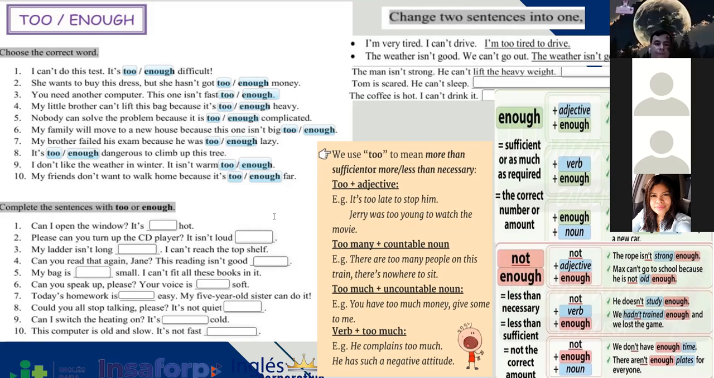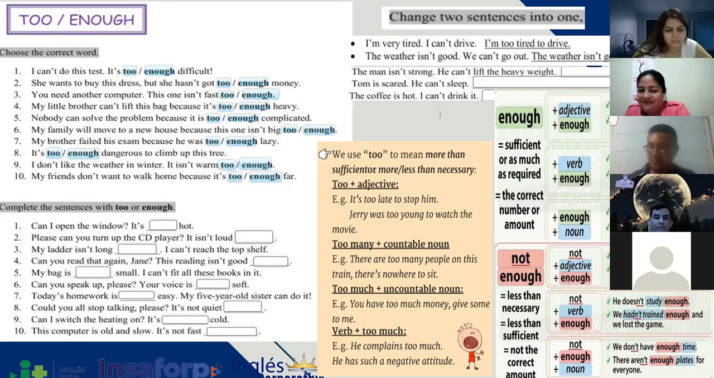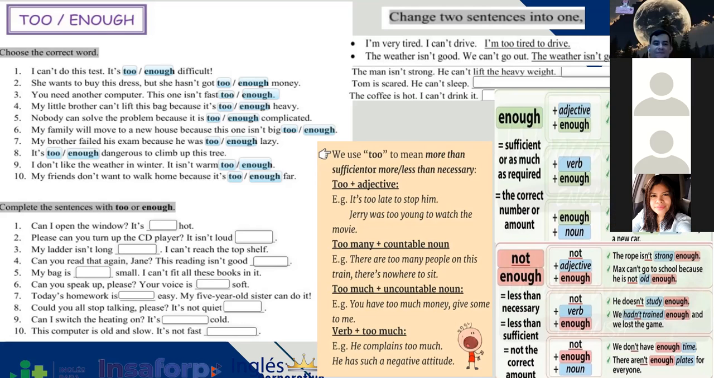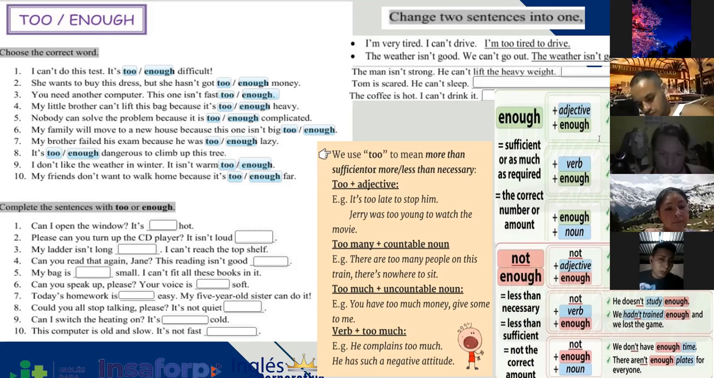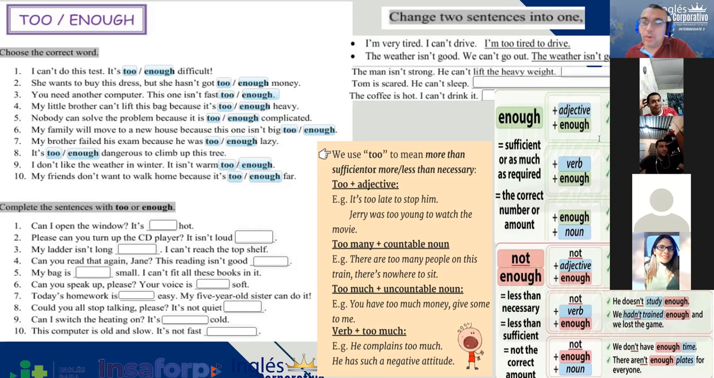Today's homework is too easy. My favorite. We did that one already. Oh, it's the number eight. Okay. What number are we, class? ¿Qué número vamos? Nine. Nine, yes. All right. Can I switch the heating on? It's too cold. Excellent. Yeah, it's too cold, right? It's too cold here in San Miguel, right? It's too cold.